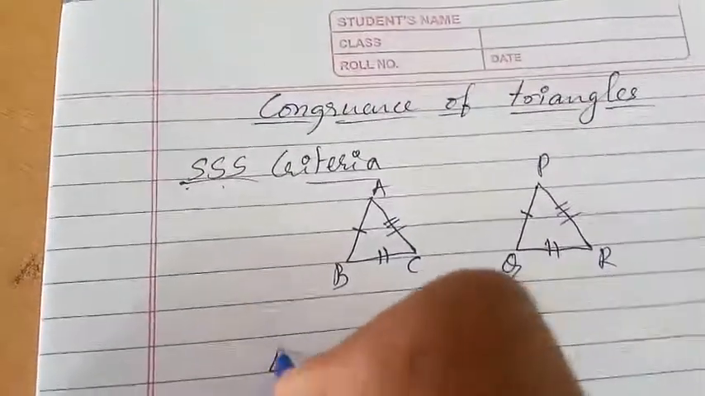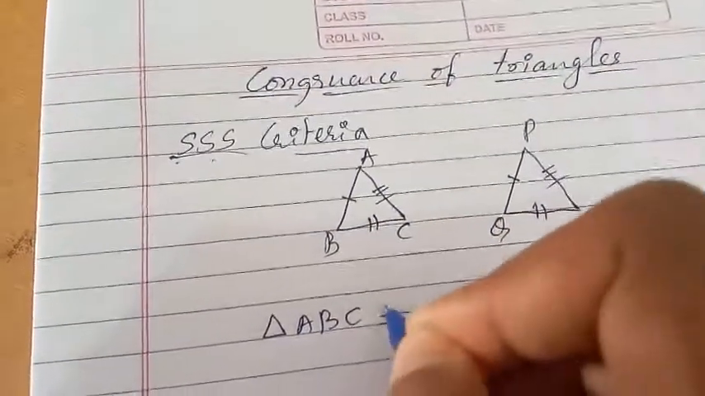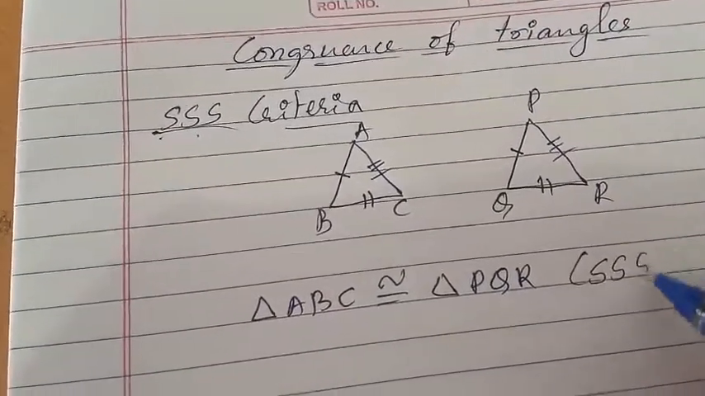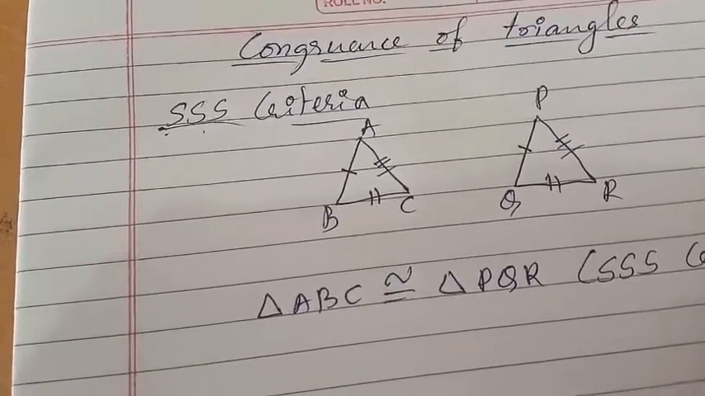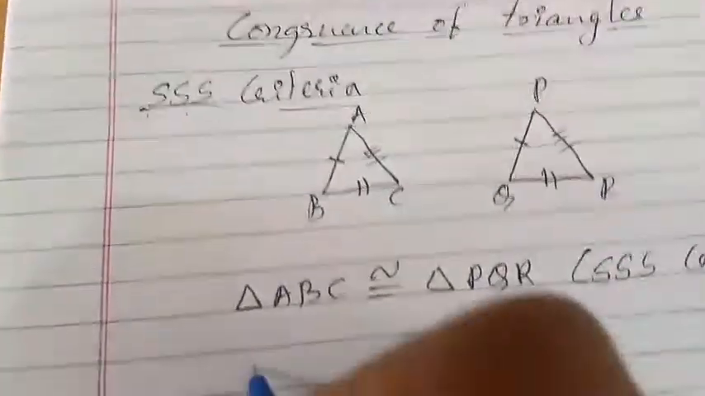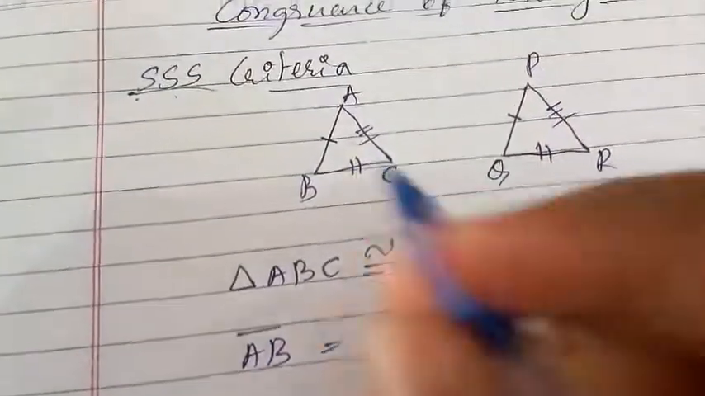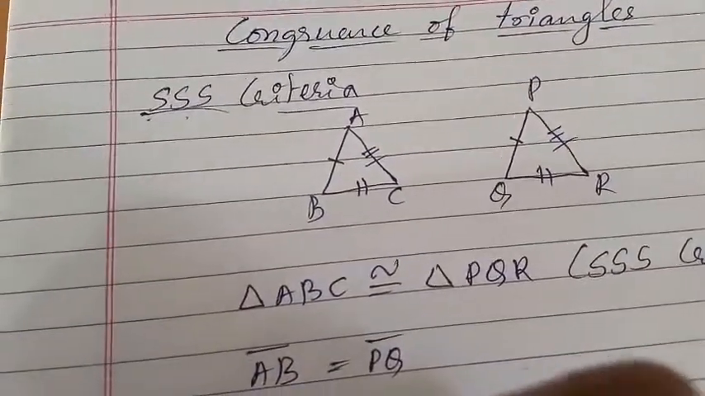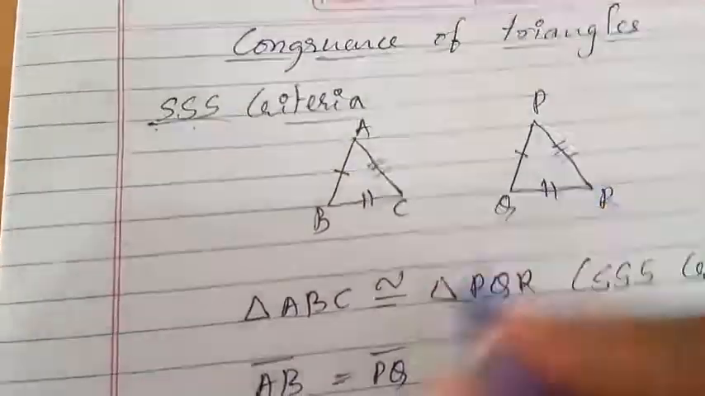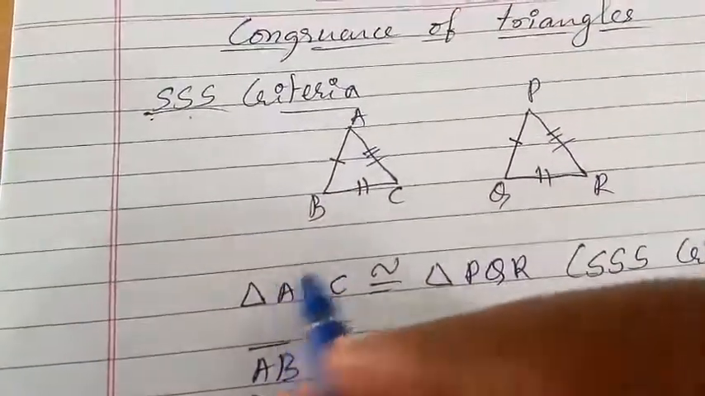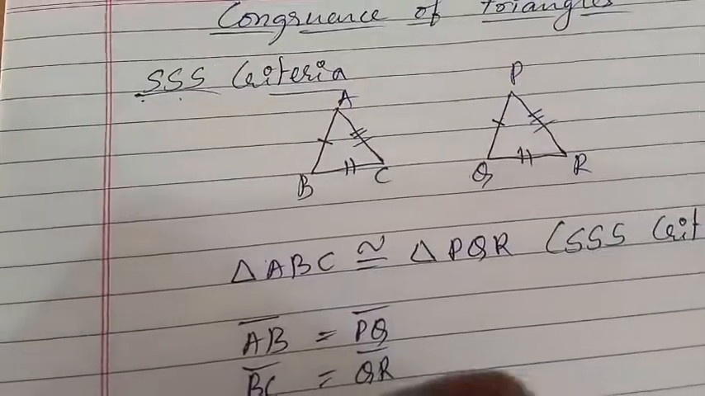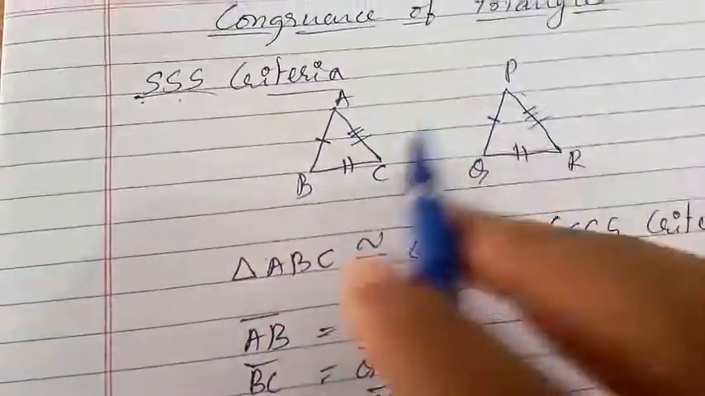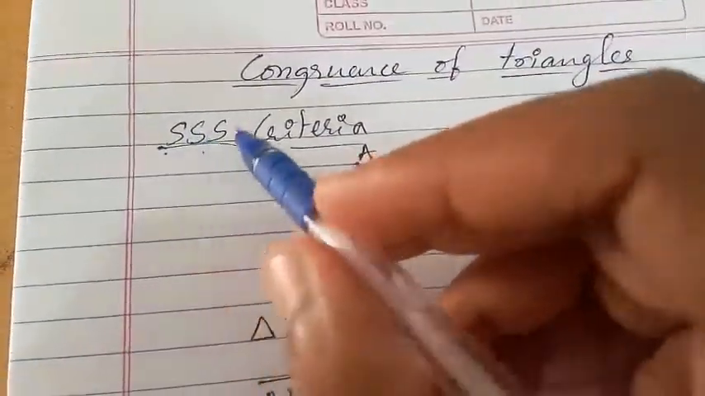So how to write that? Triangle ABC is congruent to triangle PQR. Why? Because of SSS criteria. So how to prove this? Here side AB equals PQ. Next BC equals QR. Next AC, or CA, equals RP. So that is why these two triangles are congruent. So this is for SSS criteria.